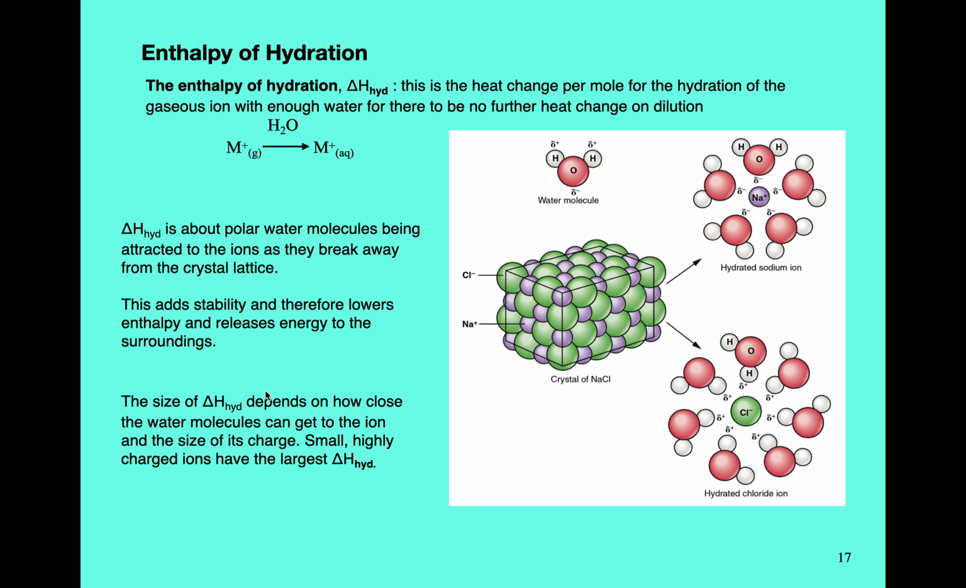How big the hydration enthalpy is depends on how close the water molecules can get to the ion. So with very small ions, the water molecules can get close, so the hydration enthalpy will be greater. You're producing a more stable arrangement of the particles present. Okay, so small, highly charged ions have the largest hydration enthalpy. That stands to reason, doesn't it?